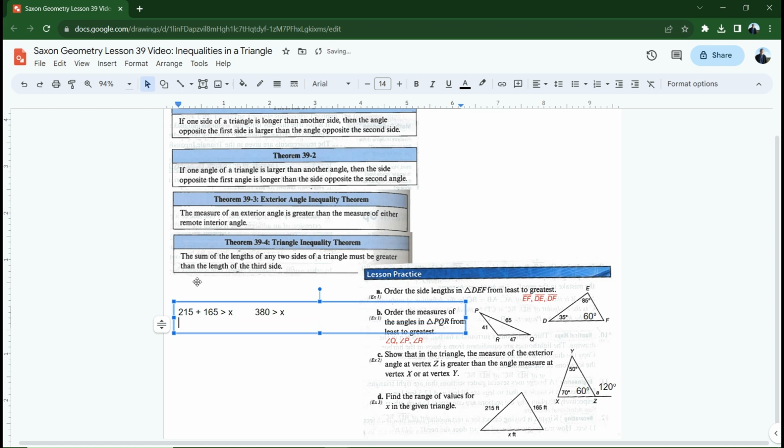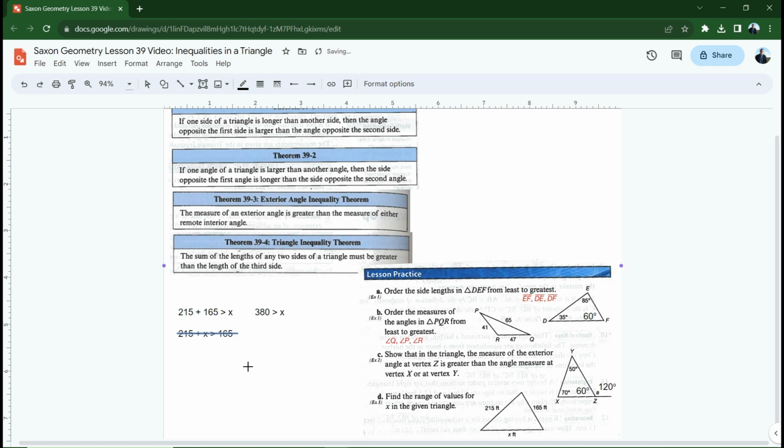What's the smallest that x could be? Well, let's just figure out our other side relationships. Here's another side relationship. 215 plus x has to be greater than the other side, 165. Well, let's just look at this one for a second. To get x on a side by itself in this inequality, I would need to subtract 215 from both sides. If I subtract 215 from 165, I'm going to get a negative value for x. X can't take on a negative value because it's a side length of the triangle. There's always going to be one relationship that doesn't matter. And in this case, it's this one.